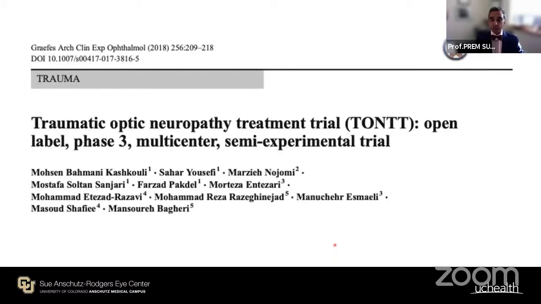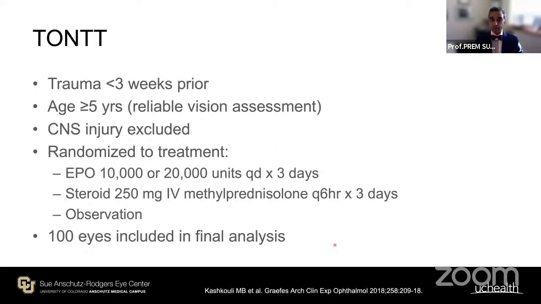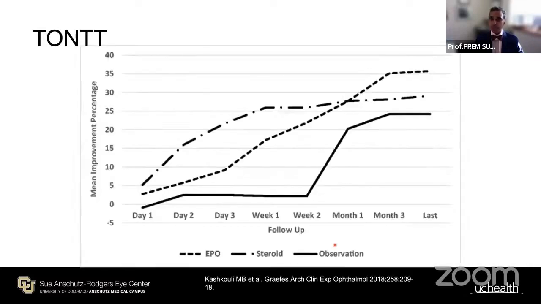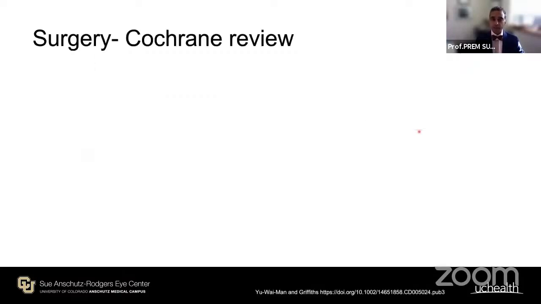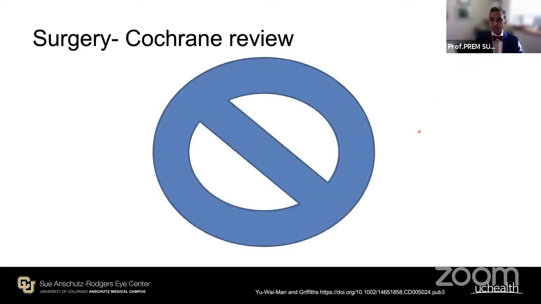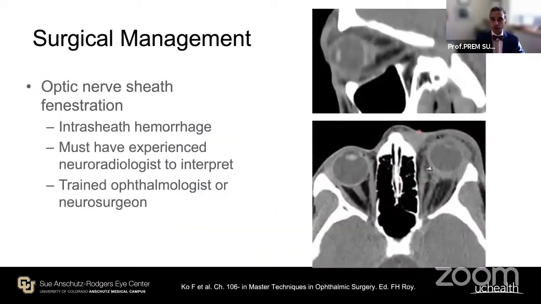There was an open label study of steroid versus erythropoietin, which has been shown to be neuroprotective in multiple sclerosis, versus observation with 100 eyes included, treated within 3 weeks of injury. Very important, it has to be acute and age 5 or greater. This is the bottom line. While the patients who were given drugs seemed to improve more quickly than those who were observed, the final outcome at final follow-up was no different among these 3 groups. So unfortunately, none of these medical treatments seems to be particularly effective. There is no Cochrane review of surgery because there aren't enough randomized clinical trials.